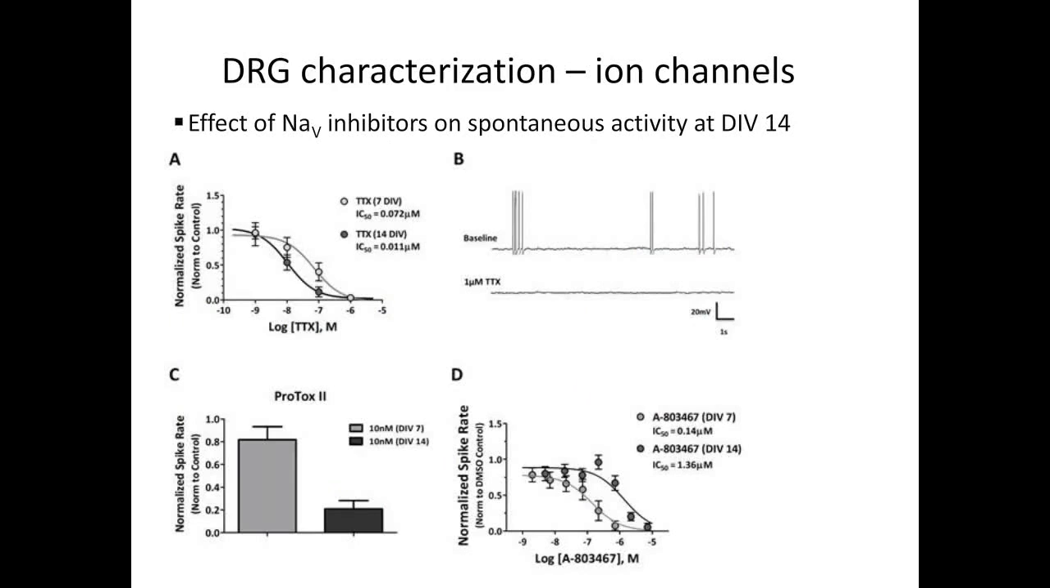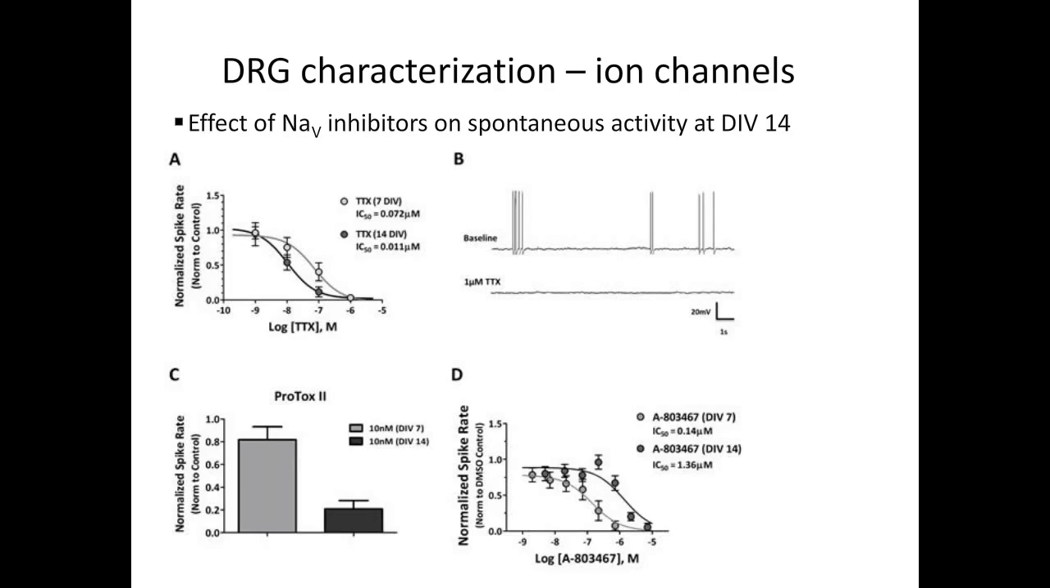We next wanted to look at the different ion channels involved in this activity. First of all, we wanted to look at sodium channels. It's been shown that DRGs have both TTX (tetrodotoxin) resistant and tetrodotoxin sensitive NaV channels. So we wanted to look at how TTX affected the spontaneous activity within these cultures. We looked at two different time points: early on at 7 days in culture, or 7 DIV, and then at 2 weeks in culture. You can see at 7 days in culture, the light gray circles in panel A, that it shows a nice dose response in inhibiting activity, and that this shifts to the left, becoming more potent at 14 days, suggesting that these TTX sensitive channels have a greater contribution to the spontaneous activity as the cultures mature.